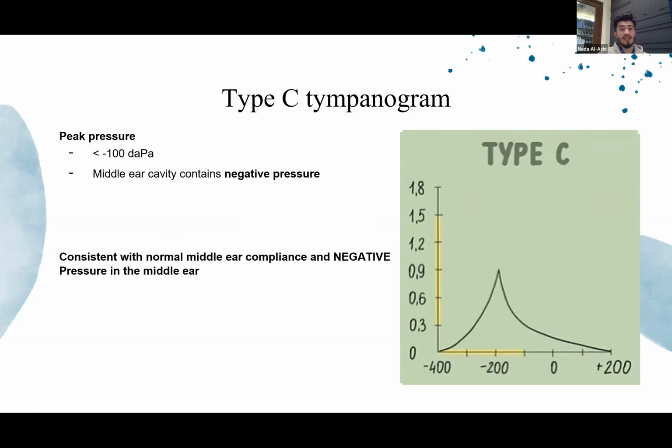So now we're going to move on to a type C tympanogram. Now, the easiest way to determine you have a type C tympanogram is by looking at the peak pressure. So a type C tympanogram is where our peak pressure is less than -100. So your peak is more on the left side of the graph. Now, what this means is that in that middle ear space, there is negative pressure. So if we see the tympanogram here, our peak pressure is at -200. This is below. So this is a type C tympanogram, and it is consistent with negative pressure in the middle ear.